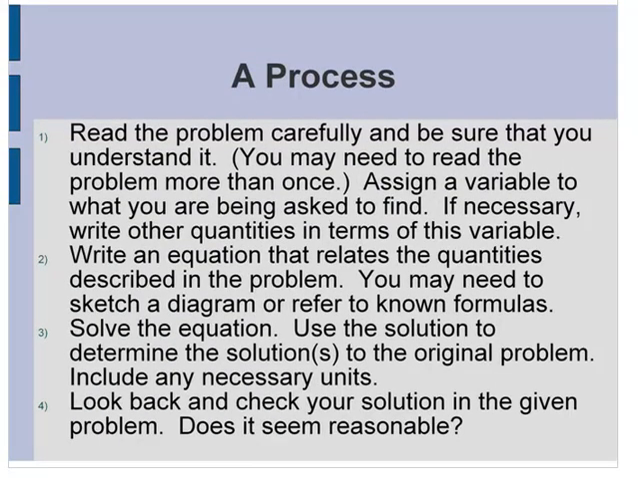A general process that we can use for problem solving is to first read the problem carefully and be sure that you understand it. And of course, we might need to read through it more than once to get a clear understanding. Then we have to decide what we should assign our variables for. And sometimes we'll need to write other quantities, other unknowns, in terms of that same variable.